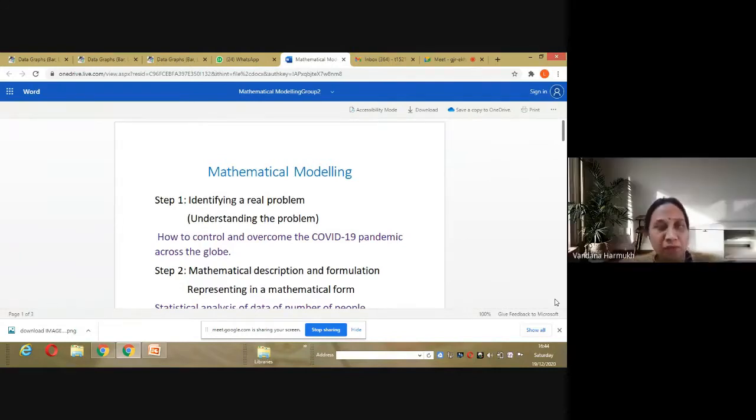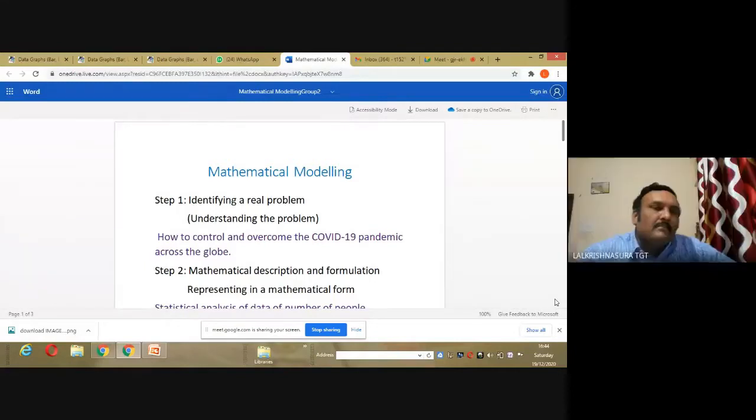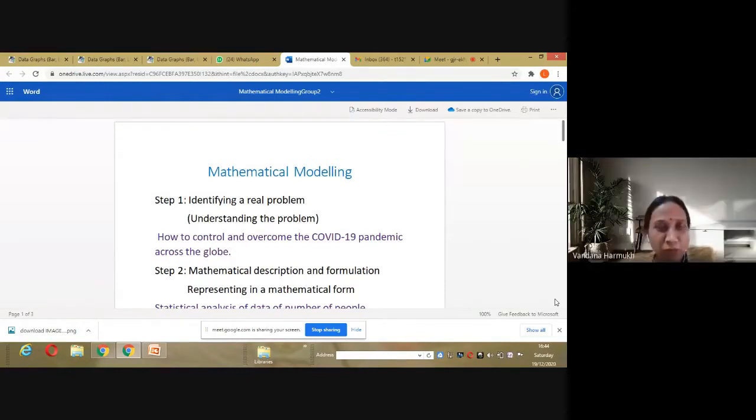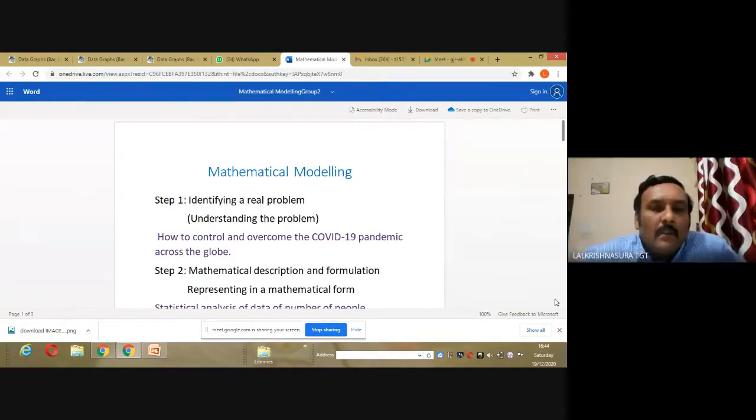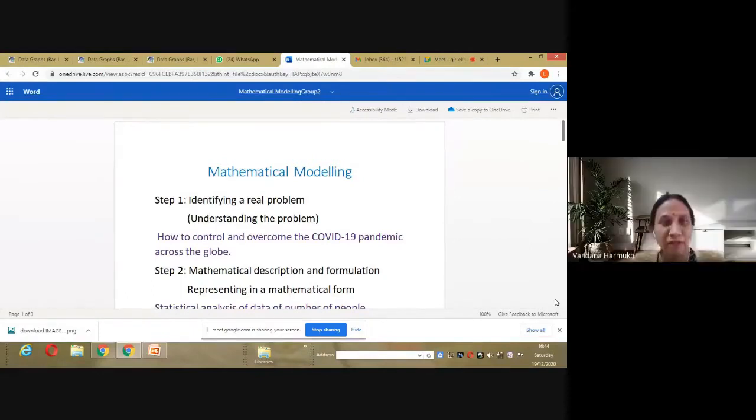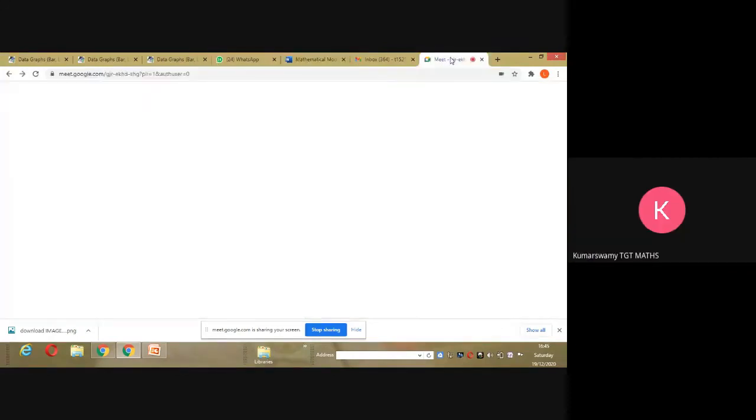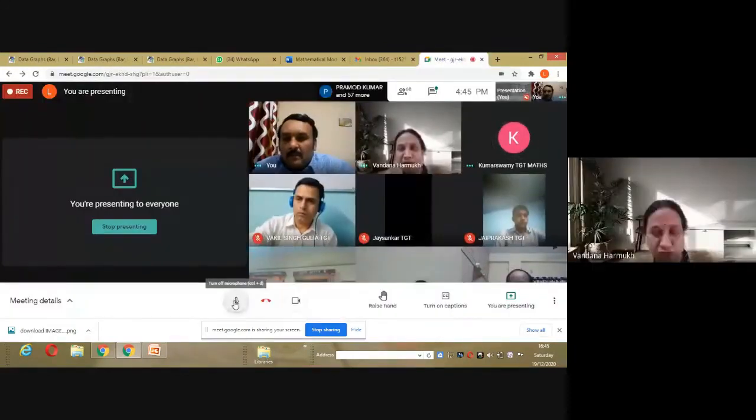As we were given the task of mathematical modeling, we had to use mathematical modeling to solve any real life problem. So we had to connect our mathematics to the problems of our environment and come up with a solution using some mathematical formula.